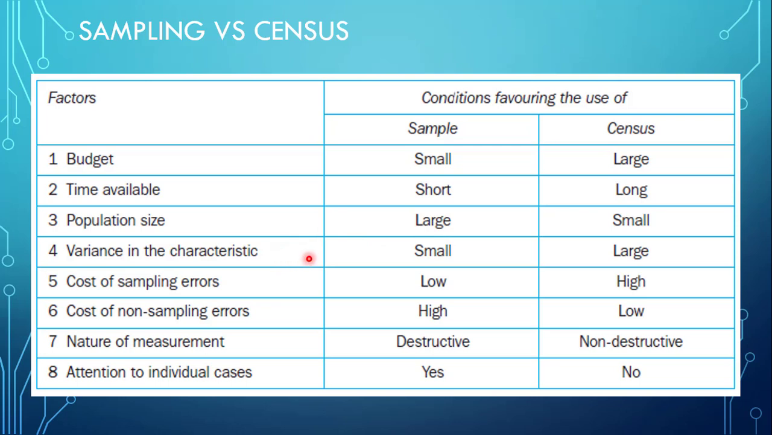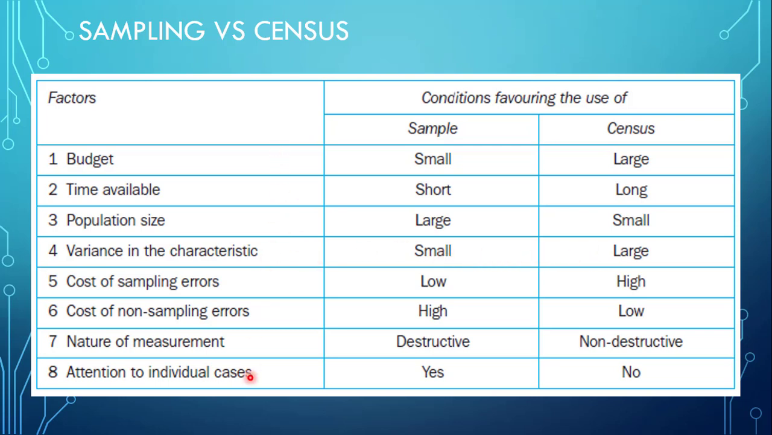Variance characteristics: if the population has smaller variance, meaning it is somehow homogeneous, then you are going to take samples. But if the population is heterogeneous and the variance is large, then you are going to conduct a census. But you are not going to look at only one factor to decide whether you are going to take a sample or conduct a census.